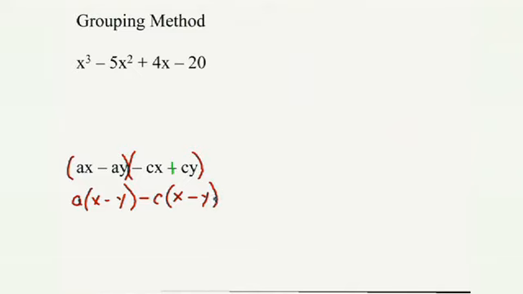Now you'll notice this time both of our binomials match. So now we can go to the final step, which is take out the x minus y. What's remaining on the outside? a minus c. That's right. Take out the common term and then put the other two pieces in the second parenthesis.